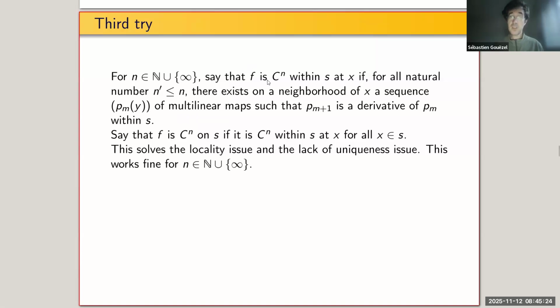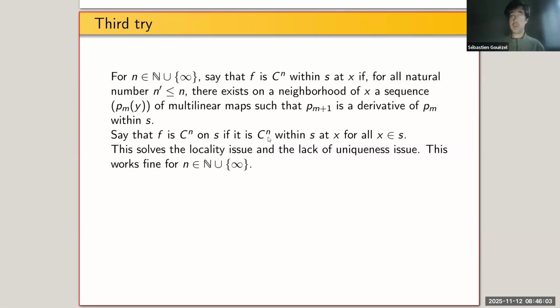So this definition is just local at a point. And then I will say that f is Cn on S if it's Cn within S at x for all points in S. Since the definition is local by design, it globalizes. I mean, by definition, if you're Cn locally at each point on your set, you're Cn globally on your set, because that's the way you define things. So that's a trivial and stupid way to fix the previous issue, but it works fine.